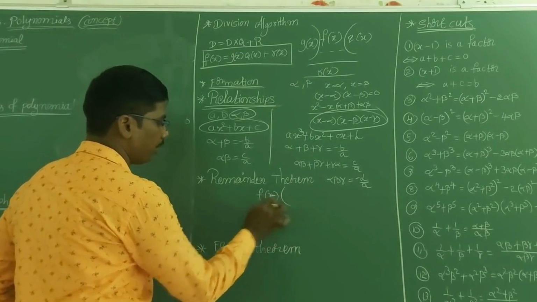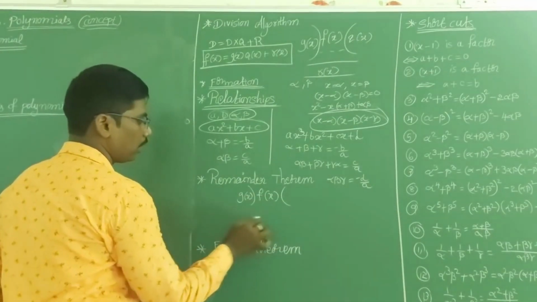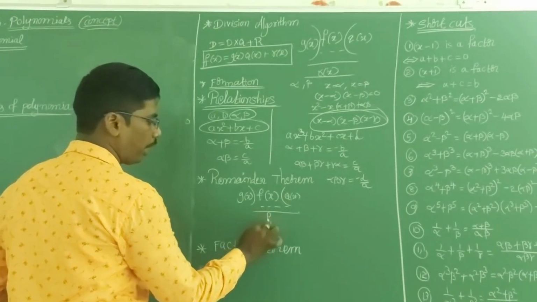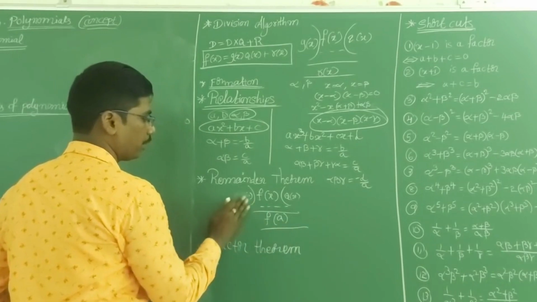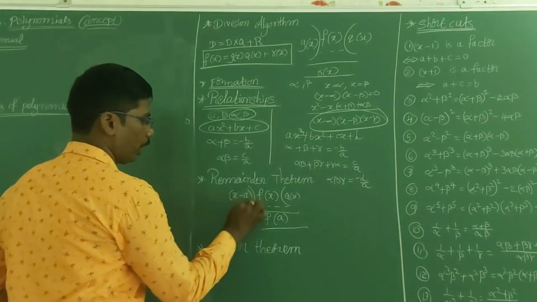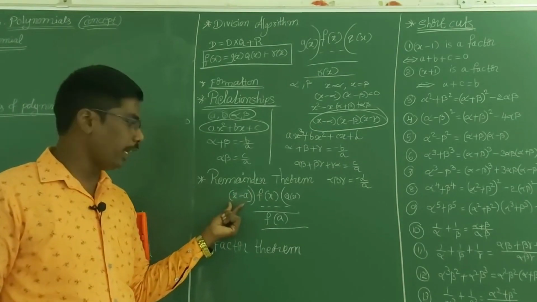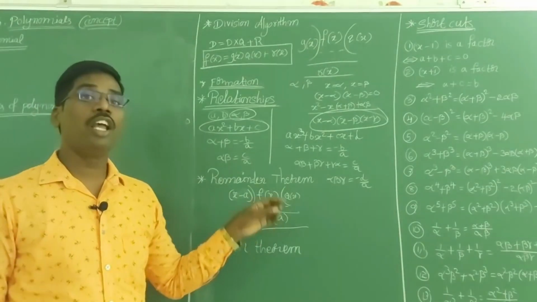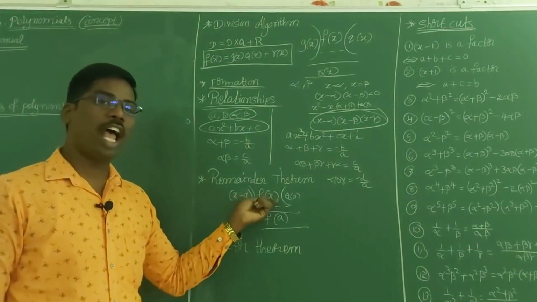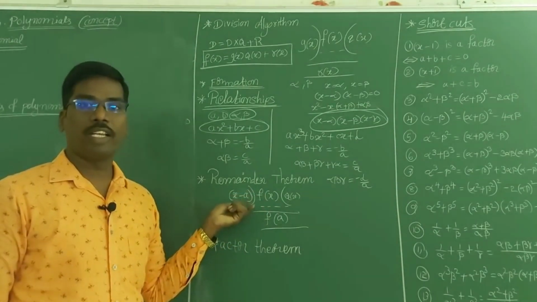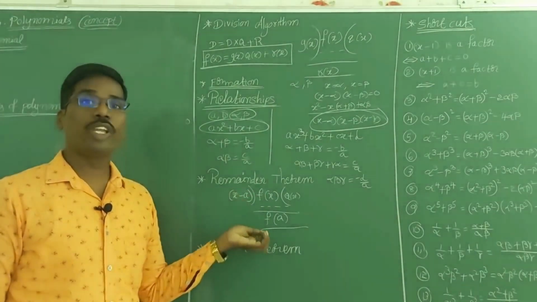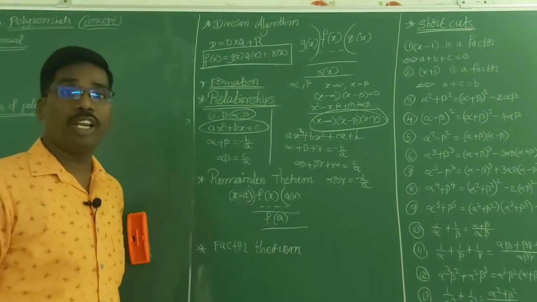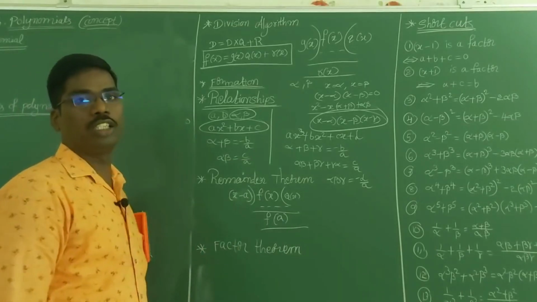If f of x is divided by x minus a, then we will get the remainder f of a. This is called the remainder theorem. Here f of x is a non-zero polynomial and it has a degree more than the linear polynomial x minus a. Then we can say that if f of x is divided by x minus a, we will get the remainder f of a. How can you write this using the division algorithm?